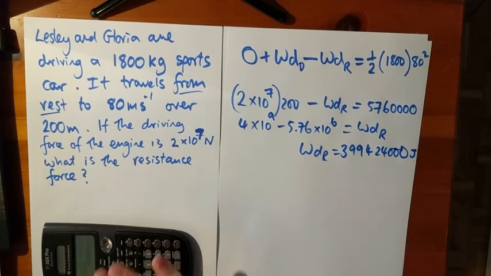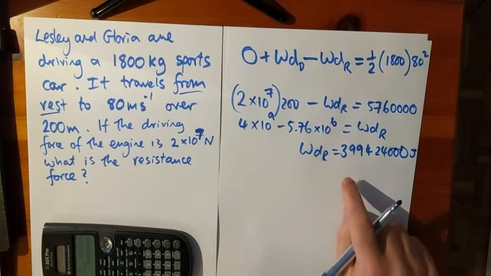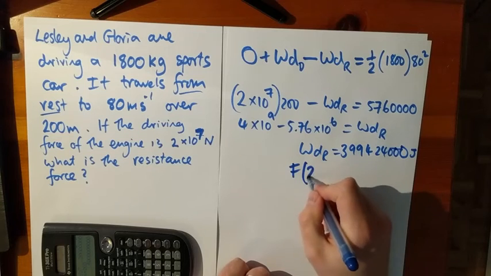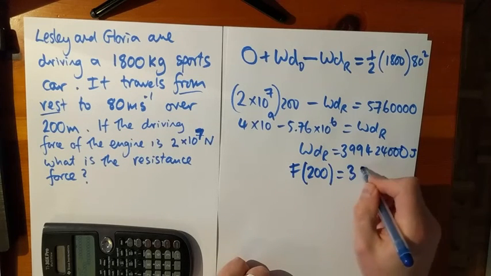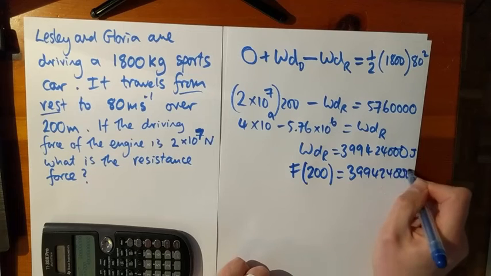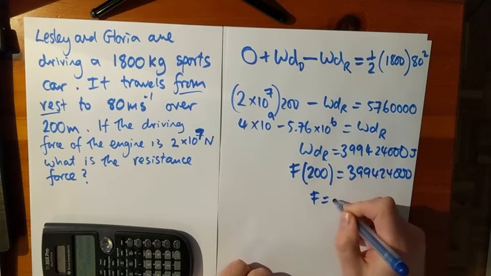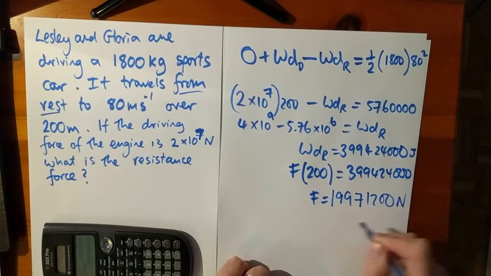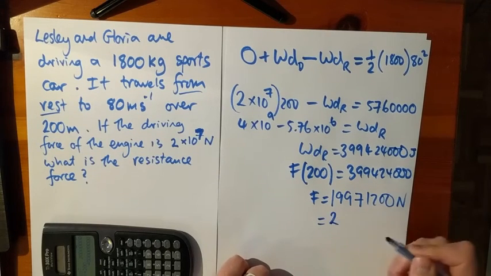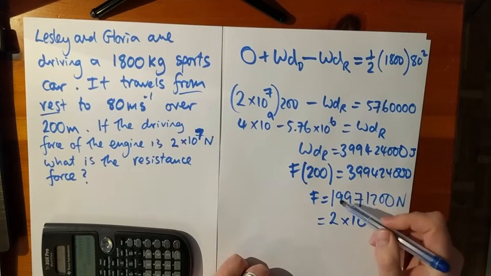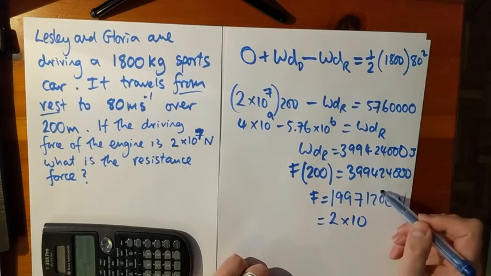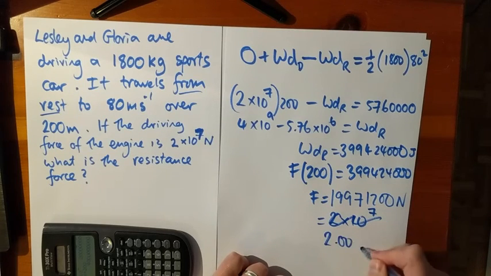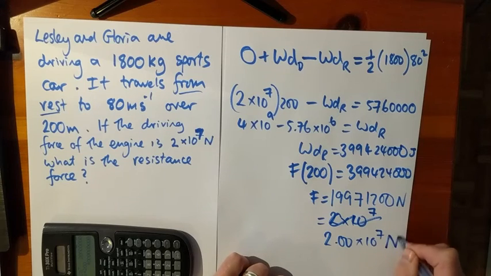But that isn't what the question here asked for. It wanted the size of the resistance force. So in order to work this out, we're going to do the definition of what work done is, which is the size of the force times the distance travelled, which was 200 meters. And that means we can get the force, which in this case is 1,997,120 newtons. Or to 3 significant figures, that would just be 2.00 times 10 to the power of 6. And that's a force, so it's measured in newtons.